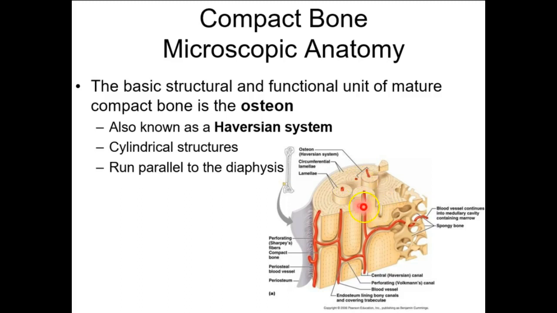So an osteon is defined as a cylindrical structure. They run parallel to the diaphysis. And again, we're in a long bone right now for this organization. They run in the direction of force. So if you're standing up and you're putting pressure on your femur, then this is the direction of that force, more or less, right? That's the direction your osteons are running.